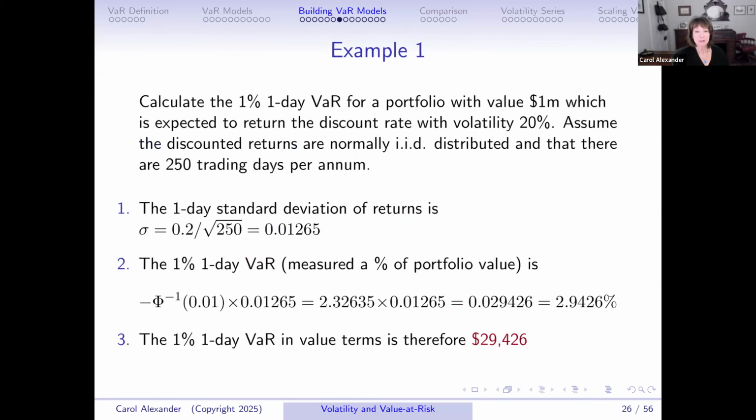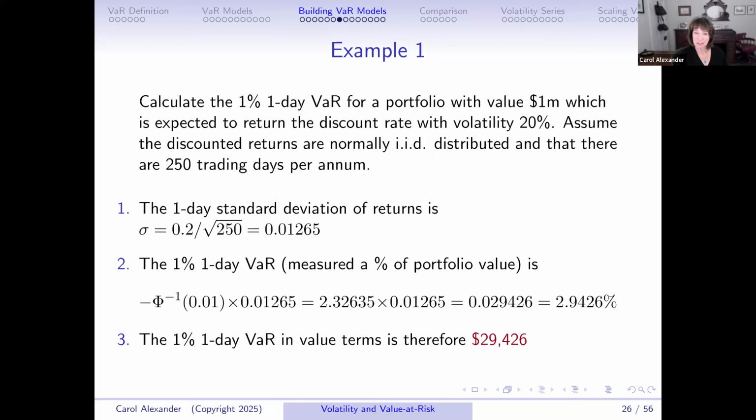So here's a numerical example for the normal VaR model. Given some data, calculate the 1% daily VaR for a portfolio that has value 1 million, is expected to return the discount rate, with volatility 20%. Okay, so if it's expected to return the discount rate, your return is the risk-free rate, and then you discount it using the risk-free rate, the discounted return is 0. So the mean is 0 for our calculation here.